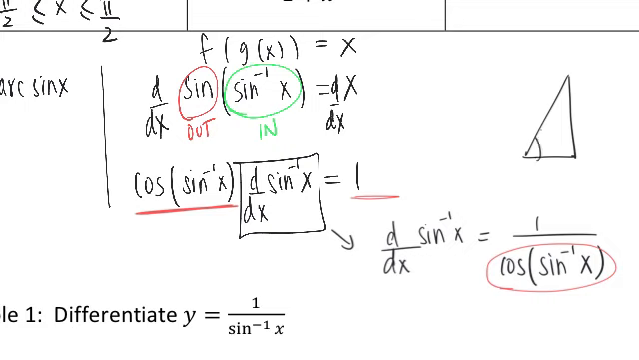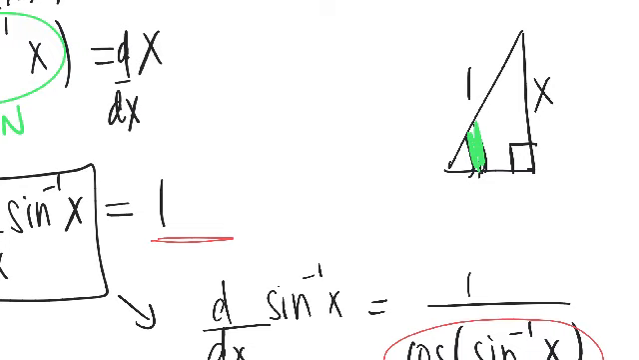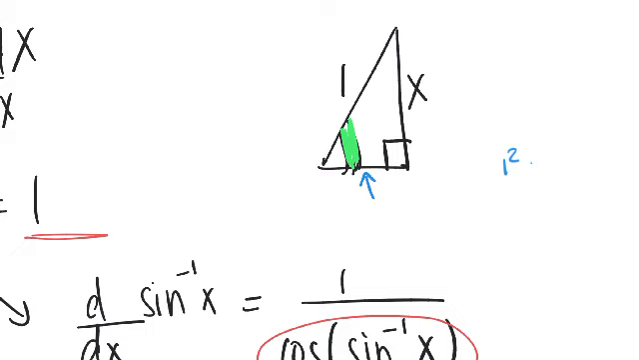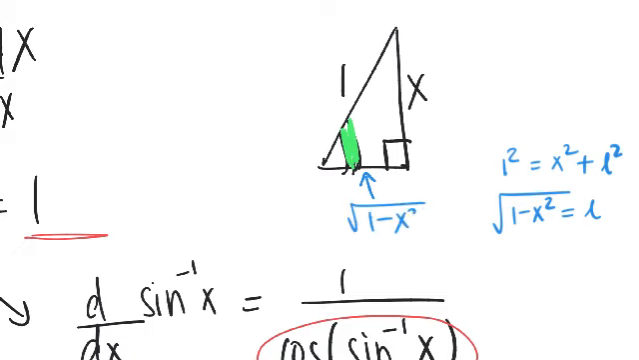Well, if we draw a little right angle triangle, where the sine of this angle here, this green angle, is x, then it would have to be that the opposite side is x and the hypotenuse is 1. Now, the sine of the green angle is x. So if I write the length of this side here, by the Pythagorean theorem, 1 squared is equal to x squared plus whatever this length is. And I would get that the length is the square root of 1 minus x squared. So this length right here of this side is the square root of 1 minus x squared.